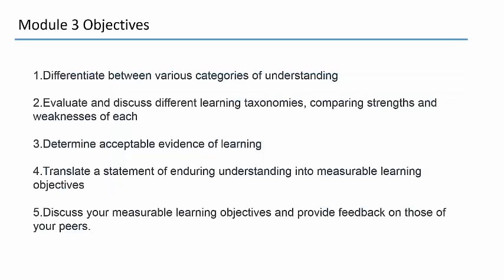So the objectives for this module are: you'll be able to differentiate between various categories of understanding. You'll be able to evaluate and discuss different learning taxonomies, comparing strengths and weaknesses of each, determine acceptable evidence of learning, also translate a statement of enduring understanding into measurable learning objectives. And number 5, you'll be able to discuss your measurable learning objectives and provide feedback on those of your peers.